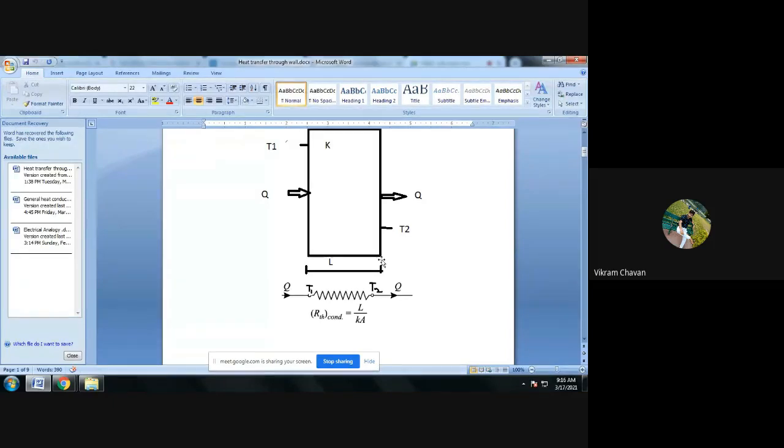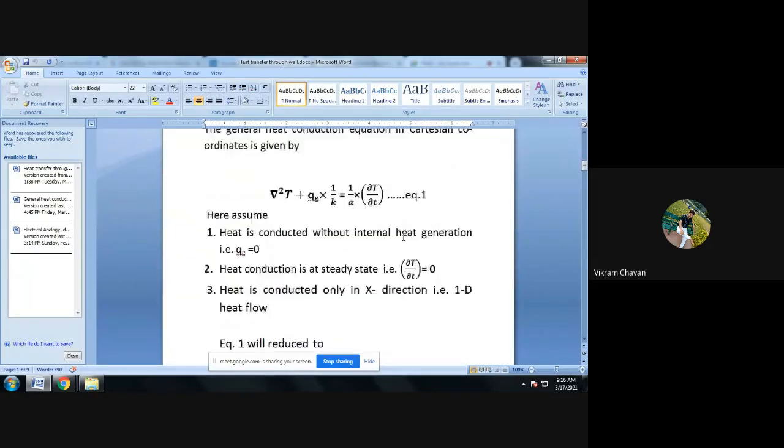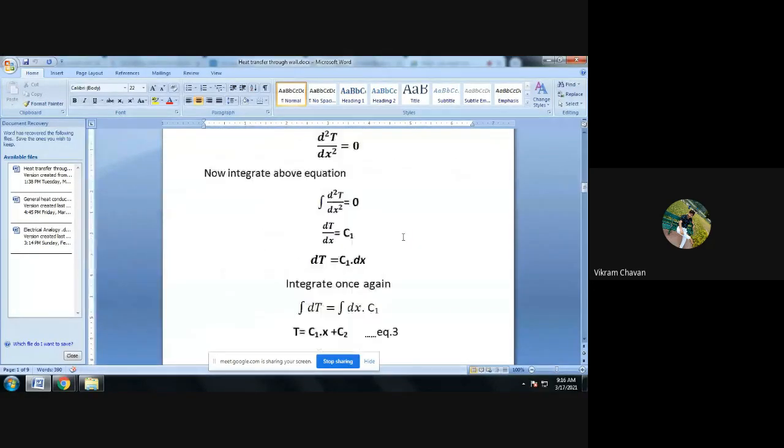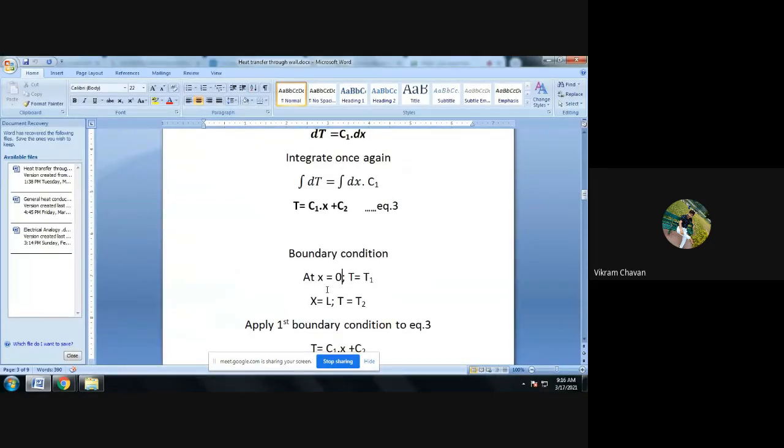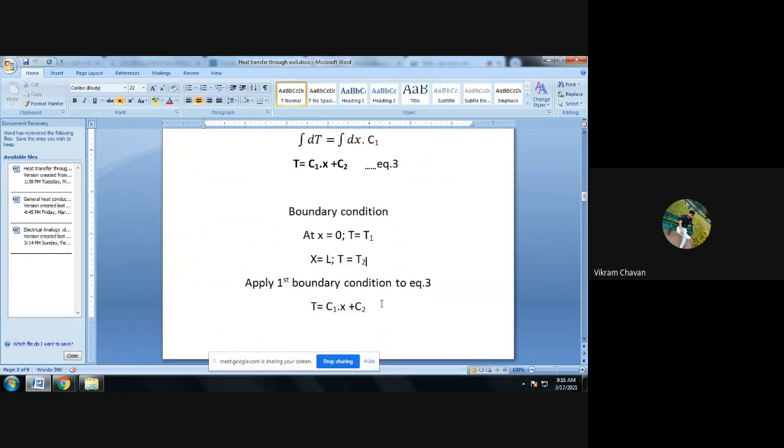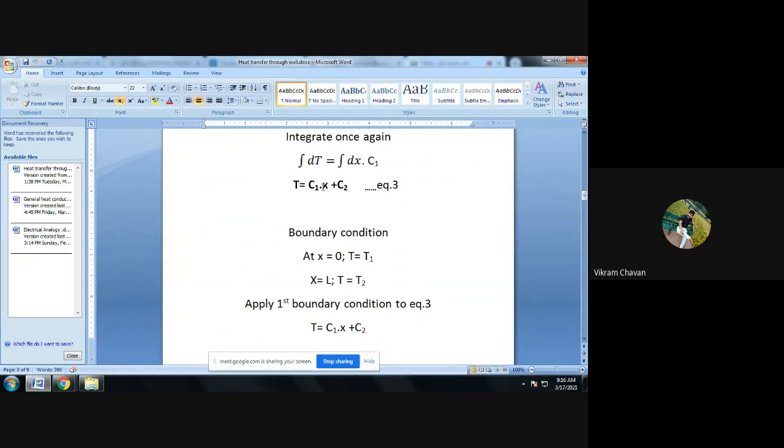The second boundary condition is when x is equal to L at this particular point, T becomes T2. That is the simple boundary condition. We have considered that boundary condition over here: when x = 0, T becomes T1, and when x = L, T becomes T2. Now we have to apply these boundary conditions to equation number 3 to find the values of C1 and C2.